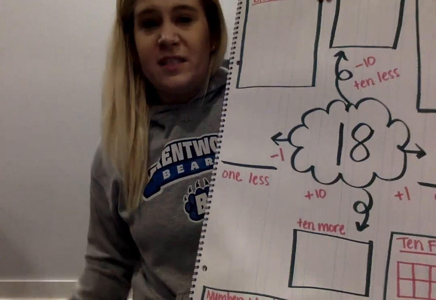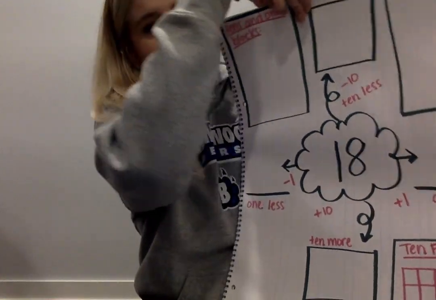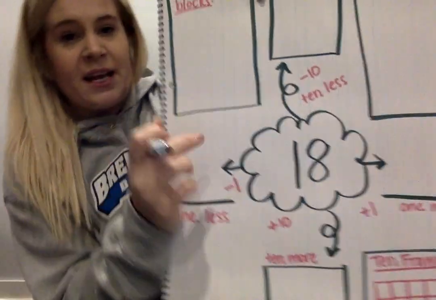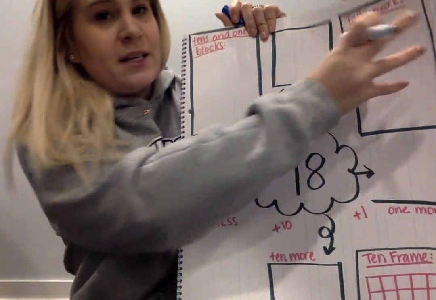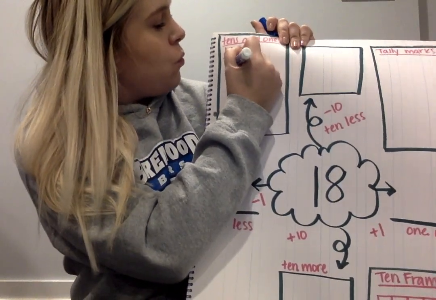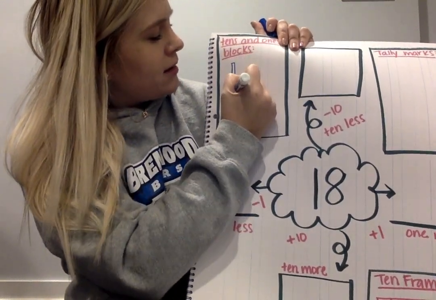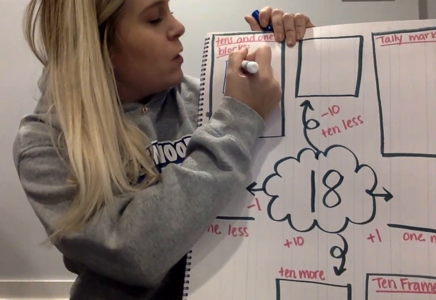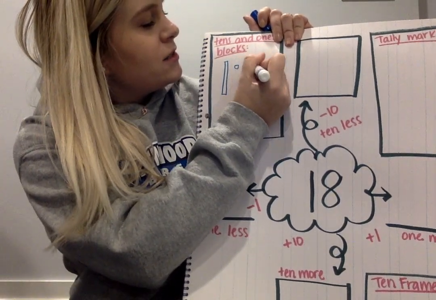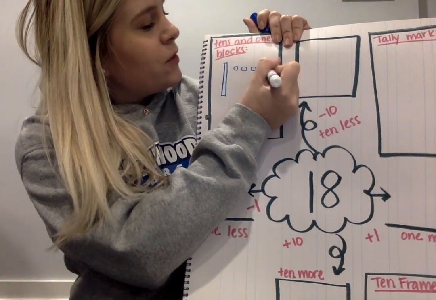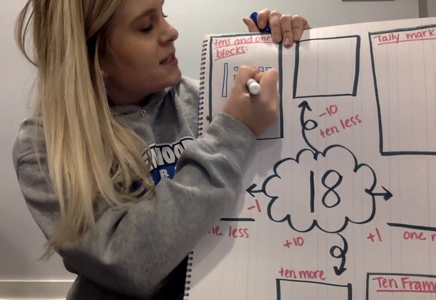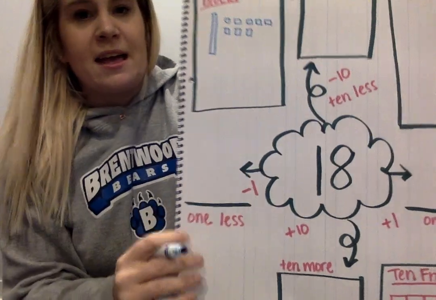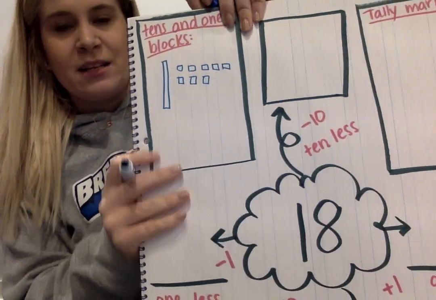Let's see if we can draw 18 out of tens and ones blocks. I know that 18 has a 1 in the tens place, so I'm going to draw 1 ten block. And it has an 8 in the ones place, so I need 8 ones. 1, 2, 3, 4, 5, 6, 7, 8. That's how the number 18 looks.